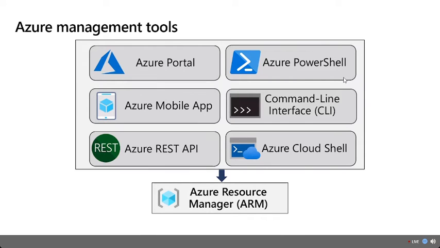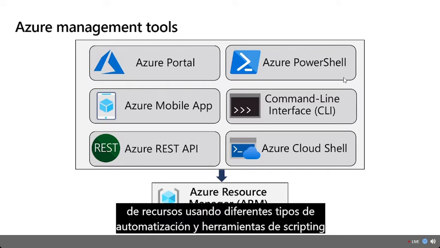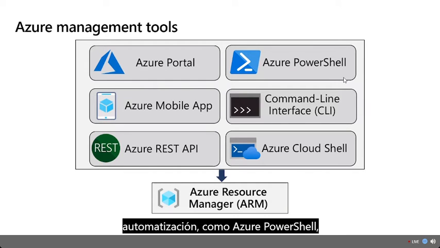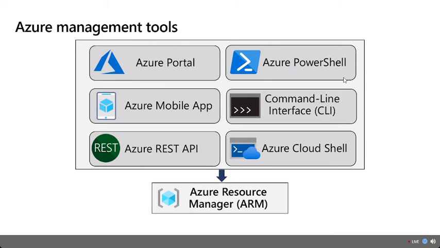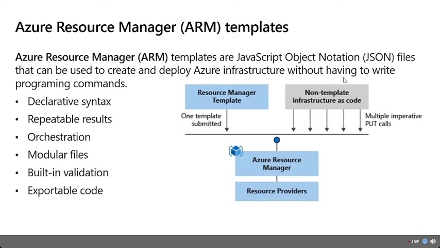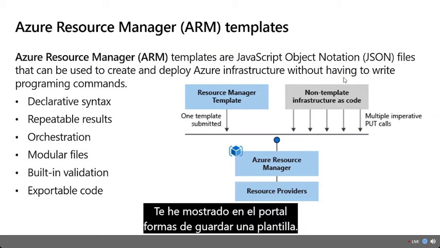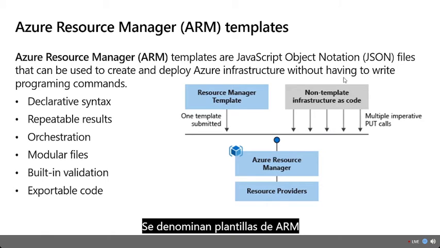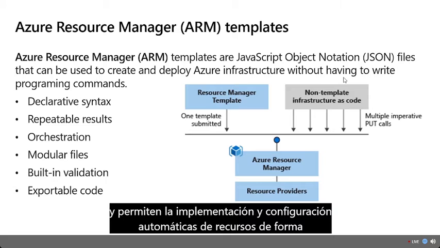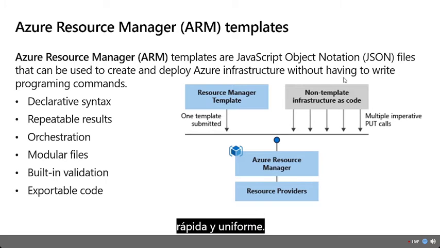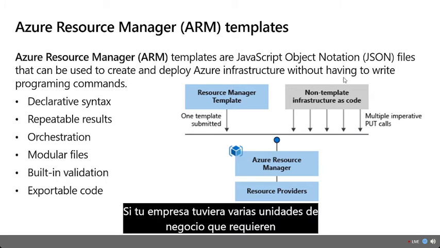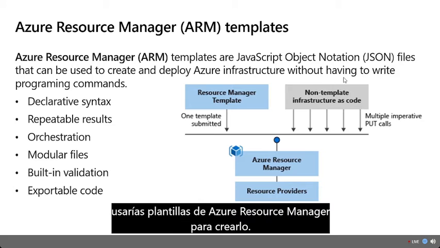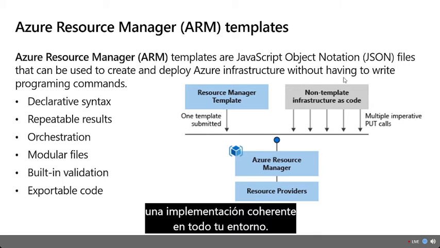Azure Resource Manager allows the automatic creation of resources using different automation and scripting tools such as Azure PowerShell, CLI, the portal, REST APIs, and client software development kits. I showed you in the portal when there were ways of saving that template. Those are called ARM templates, and they allow that automatic deployment and configuration of resources quickly, consistently, and fast. If your company had several business units that required 10 resources of the same type, you would use Azure Resource Manager templates to create this. That would ensure you have consistent deployment across your environment.